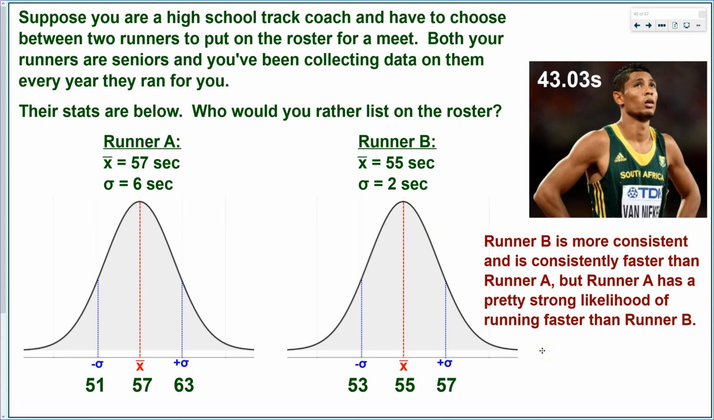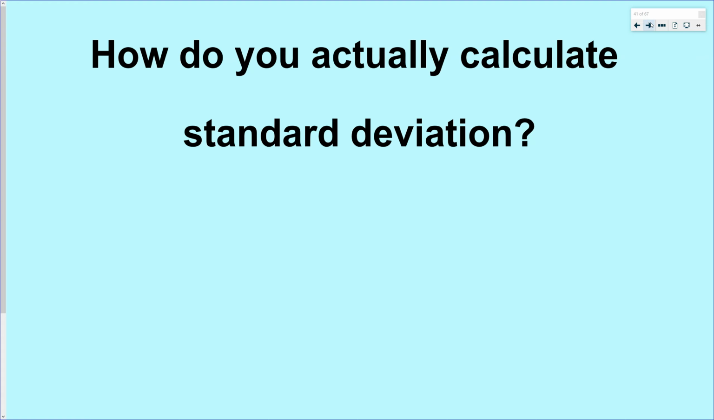Runner B is more consistent and consistently faster than runner A, but runner A has a pretty strong likelihood of running faster than runner B just because his sigma, or his standard deviation, is much larger. His times are more spread out than runner B's. So he has the capacity to run faster than runner B in more cases. So with this little example, you can see how deep we can make conclusions about two different data sets just by knowing two little numbers. So let's actually go calculate these numbers.